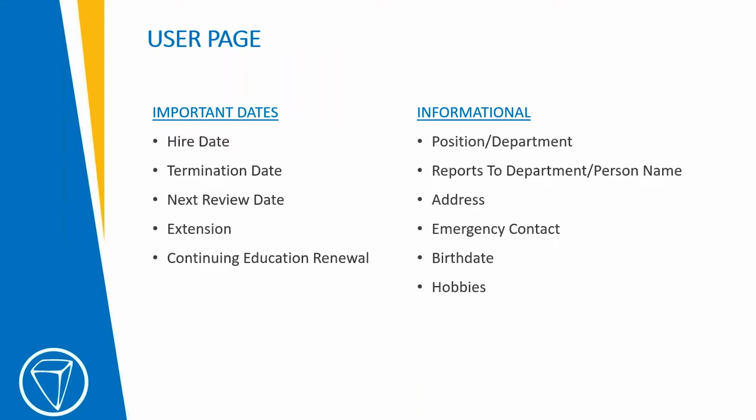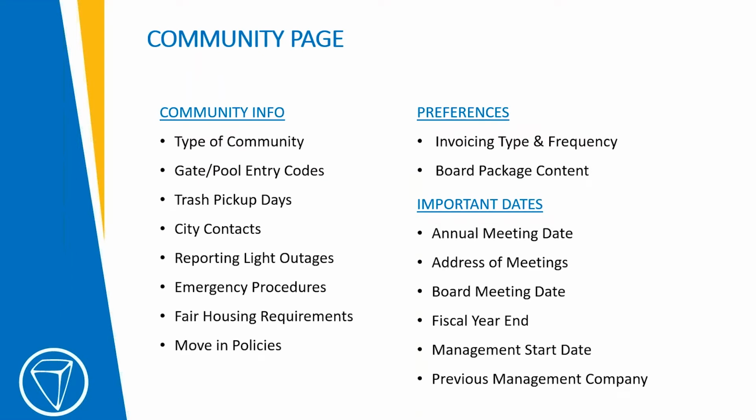Things that, a lot of times you're like, wow, I don't know where I put that, or I've got to dig around and find it. When was their last review date? Their continuing education renewals. Additionally, things like what position are they in if you're a larger company? Who do they report to? Things like storing their address, their email, phone numbers, emergency contacts. And then things like birthdays and hobbies, so people can get more familiar with each other, especially in a mid to large organization.